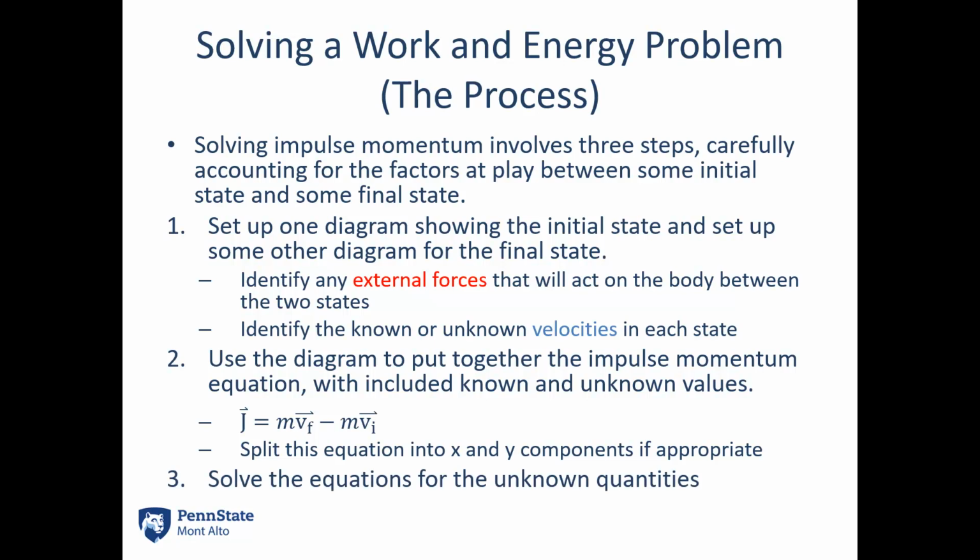So step 3 is once we have our impulse momentum equation or equations set up, we simply need to solve for the unknown variables. And in this case, if we have a two-dimensional problem, we're going to have two equations. We could solve for up to two unknowns. It could be a final velocity in x and y. It could be a time for the impulse. It could be the magnitude of the force. It could be a lot of different quantities in all this.